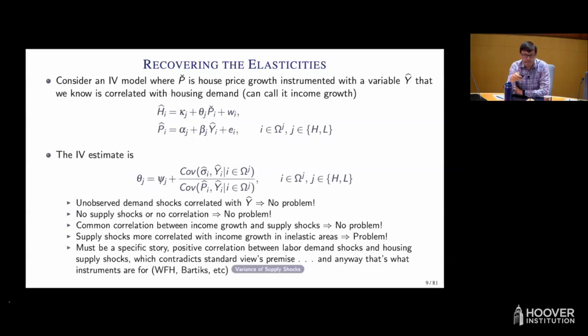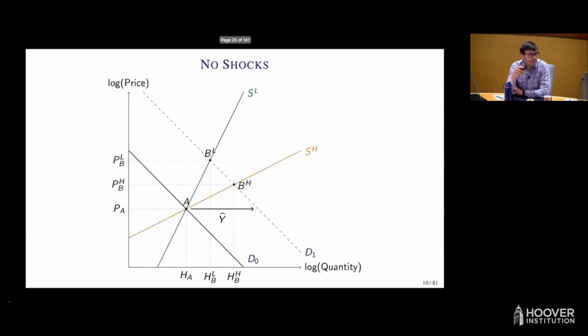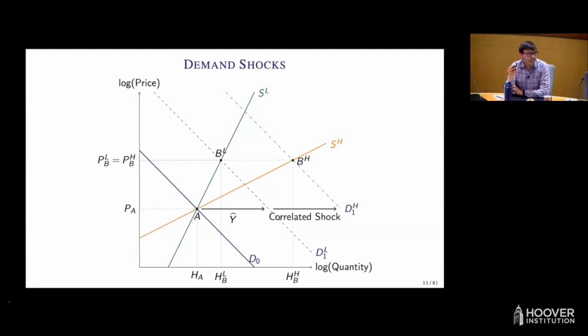But I think the clearest way to get at this is to show you the pictures. Again, it's very important to look at both prices and quantities as you compare these groups of cities, inelastic cities over here and elastic cities over there, because what you could see is that there's a correlated demand shock, G1H, which the way I've drawn it only occurs in the elastic cities.